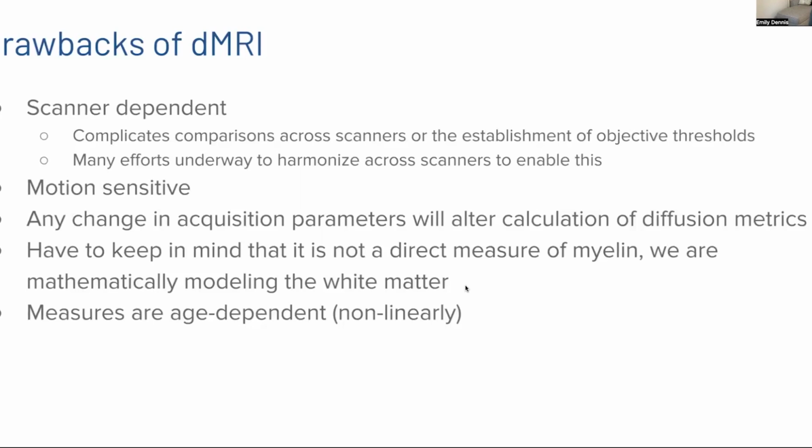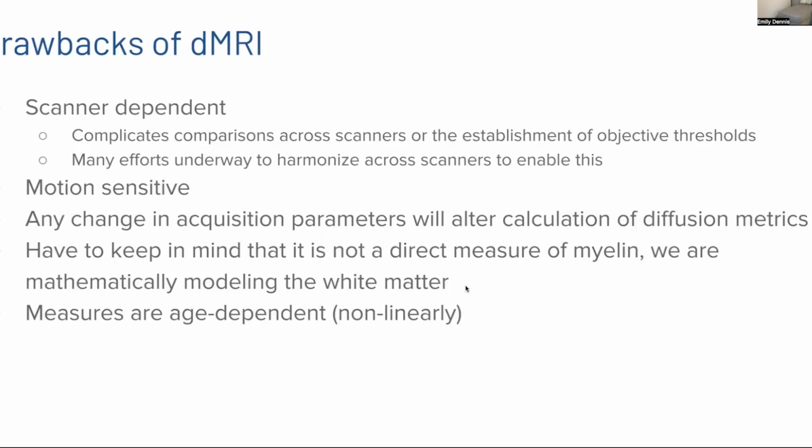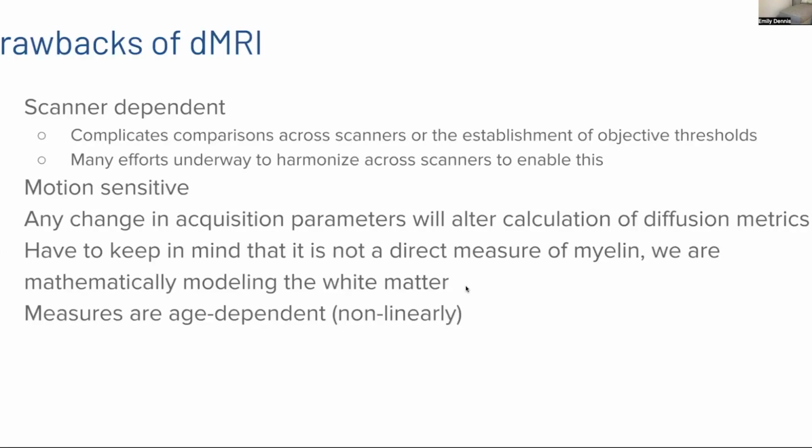And one less of a drawback and more of just something you need to keep in mind. The measures that you calculate from diffusion MRI are very age dependent. We know that white matter continues to mature well into the 30s, and these changes are nonlinear as well. You have different periods where there's faster or slower maturation. So really, you just need to keep that in mind and either have age appropriate controls, or you need to include age in your model frequently. Just something to keep in mind.